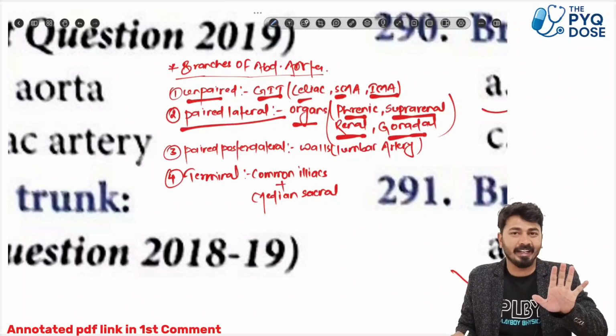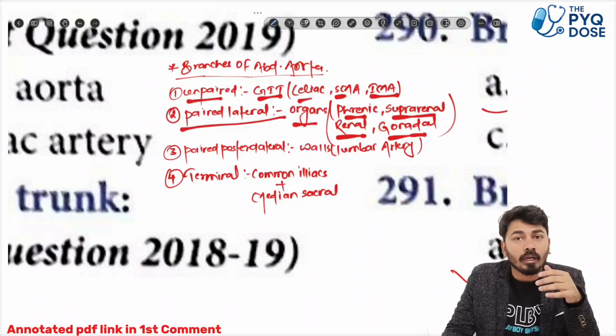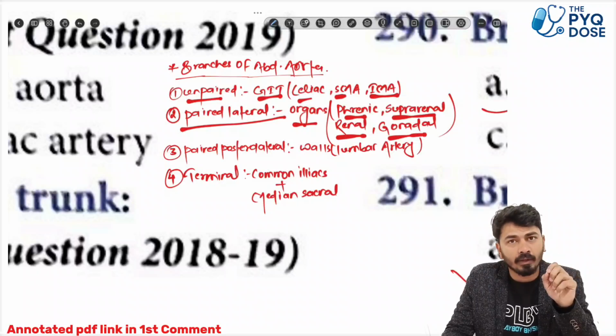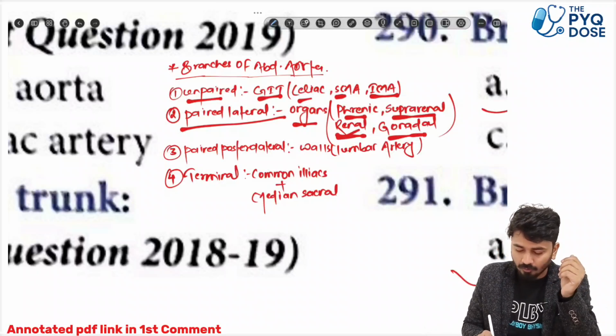Sorry, it's not renic, it's phrenic. Phrenic means related to the diaphragm, like the phrenic nerve that is related to the diaphragm. So phrenic is diaphragm, suprarenal means adrenal, renal means kidney, and then the gonadal artery.